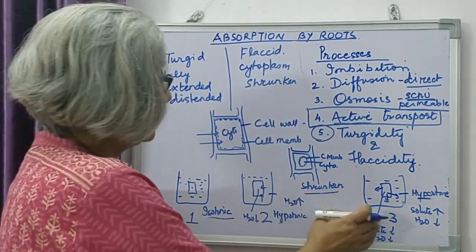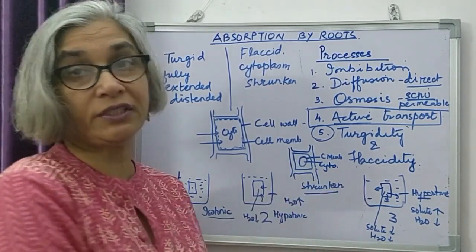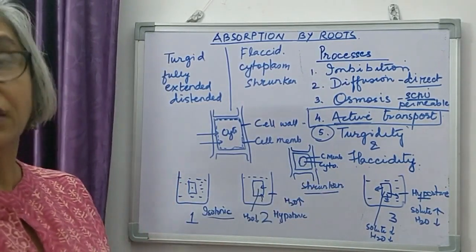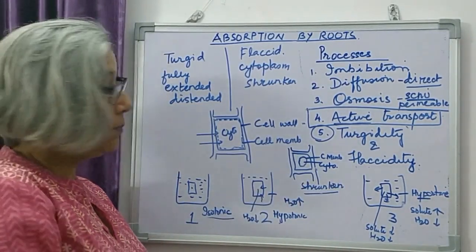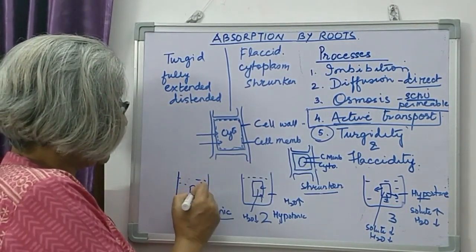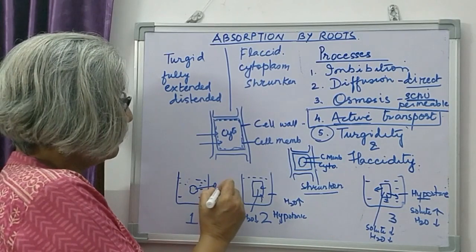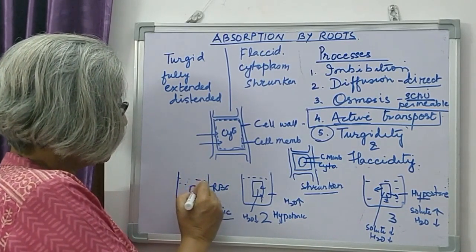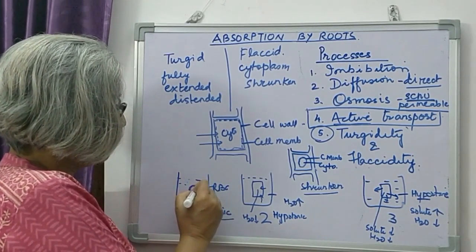So these are three situations when we have taken into account a plant cell. Suppose in place of a plant cell, we take an animal cell. Let us say we take an RBC. RBC is a biconcave cell like this.